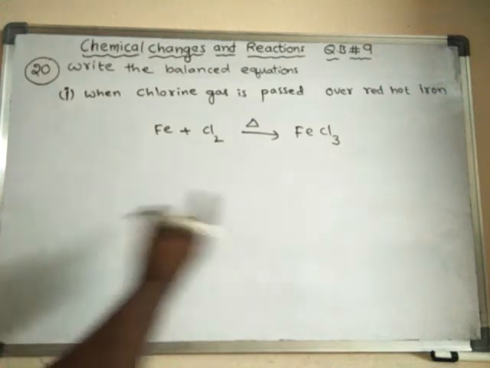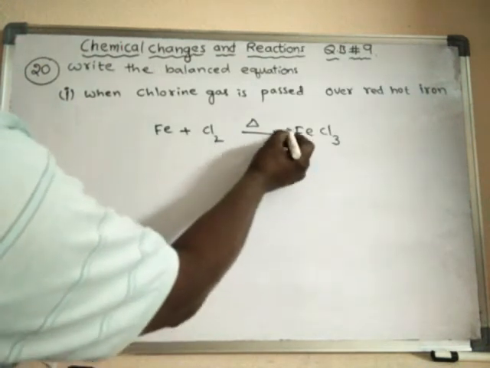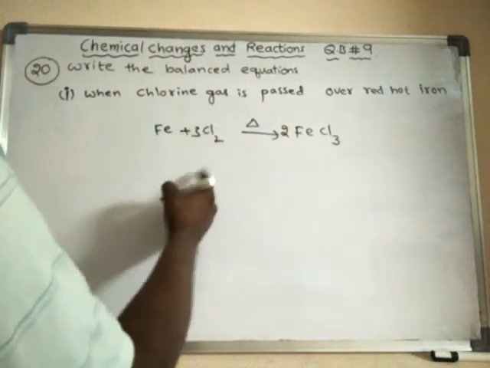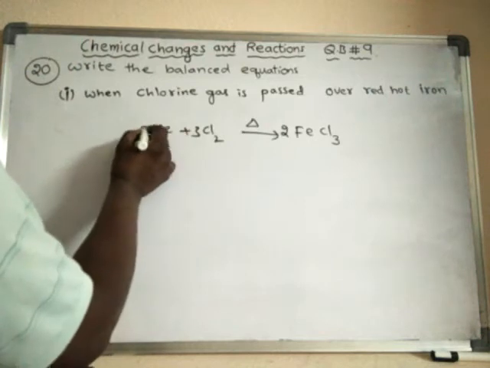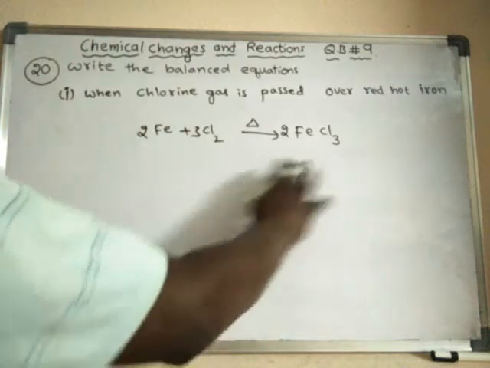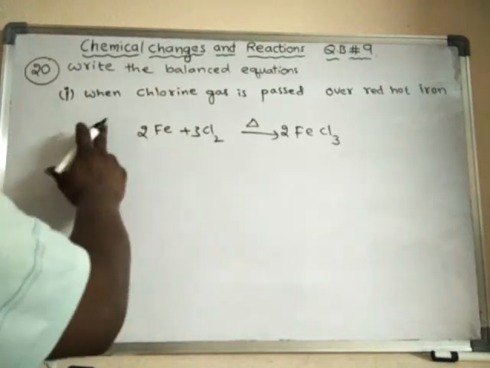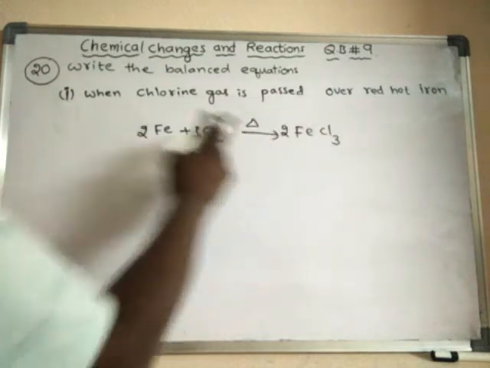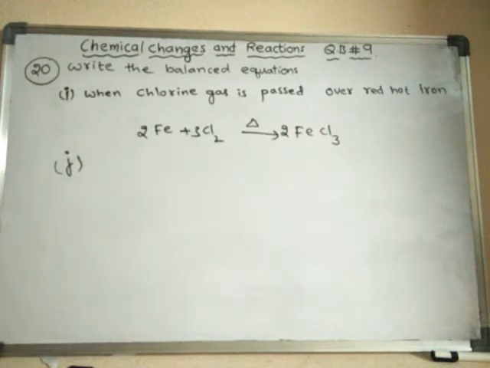In order to balance this one, there are two chlorine atoms on one side and three chlorine atoms on the other. Upon balancing this, we'll get it like this. How many iron atoms? Two iron atoms. So now this is balanced. In this way, the balanced chemical equation for this particular reaction can be written. Next, J.